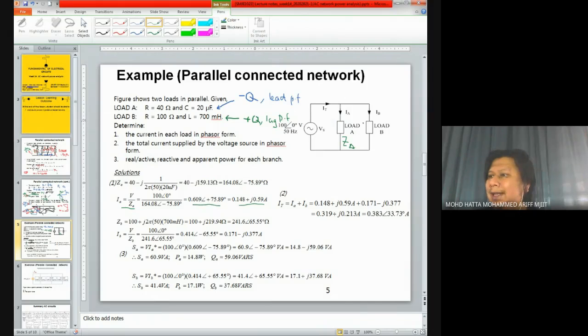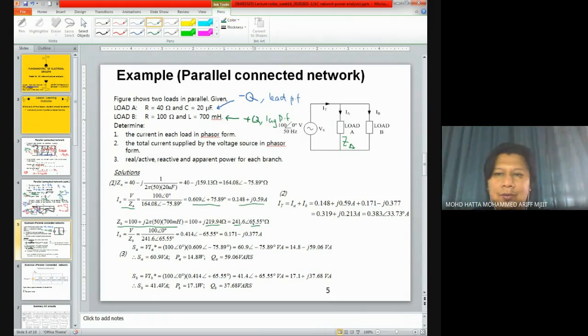Same goes for the second branch, branch B. Here I will have my impedance ZB as R plus jXL. Since L over here is 700 millihenry, I will get my XL equals 219.94. And again, I have a rectangular form and put it into phasor form, where I can get my magnitude and also my angle.